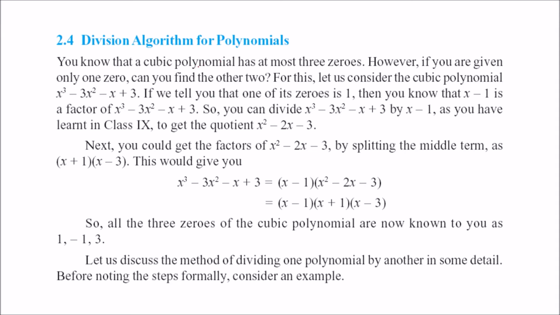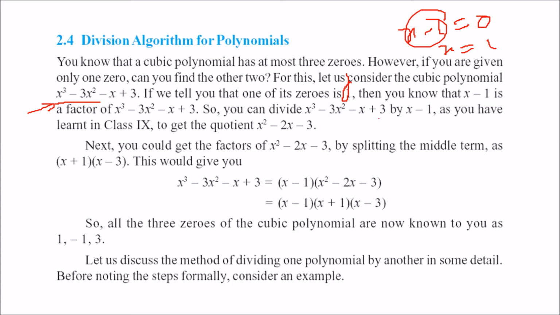So the division algorithm for polynomials, let us take this. Now, if I tell you that this polynomial has one of its zeros as 1, meaning x minus 1 equal to 0, that means x equals 1. So 1 is the solution. So x minus 1 is the factor, right? x minus 1 is the factor.